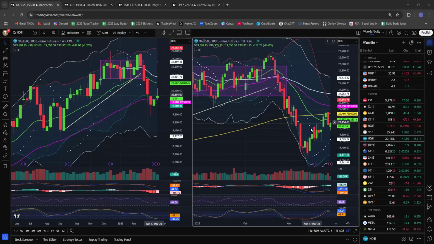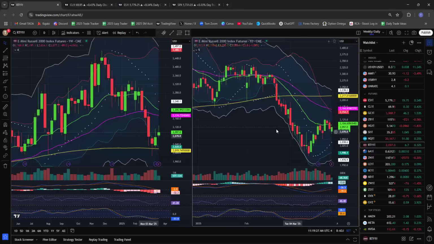Nasdaq, it's a strangle level in here. Looking to try to reverse potentially off some lows. Volume hasn't been great on the move up, just like the S&P. I would just strangle it. I wouldn't do a whole lot of anything. You could potentially put on a Jade Lizard, maybe in the Nasdaq.